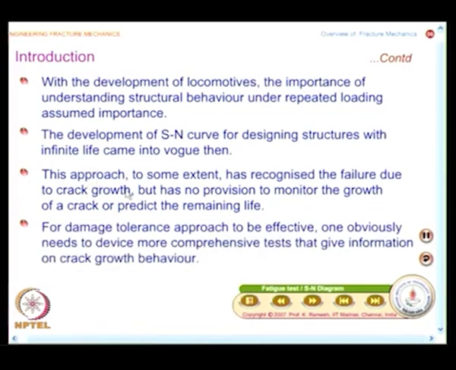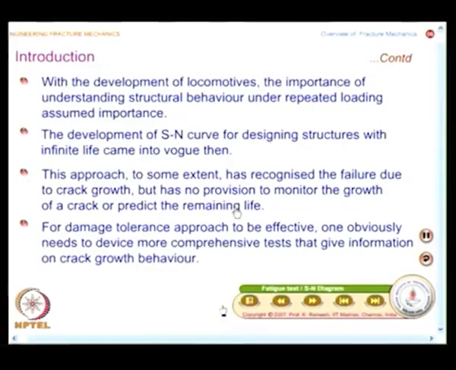Definitely this approach to some extent has recognized the failure due to crack growth. We have already seen how the test was performed. The test was performed only to record the number of cycles. So, there was no provision to monitor the growth of a crack or predict the remaining life. So, this we look at from the point of view of fracture mechanics.